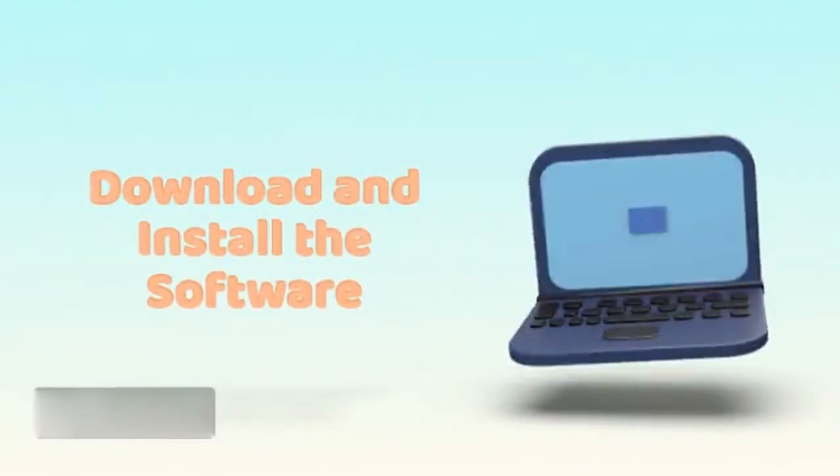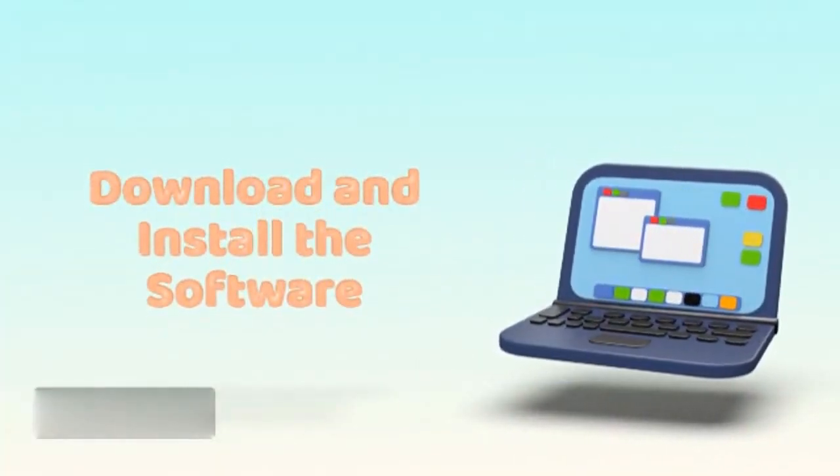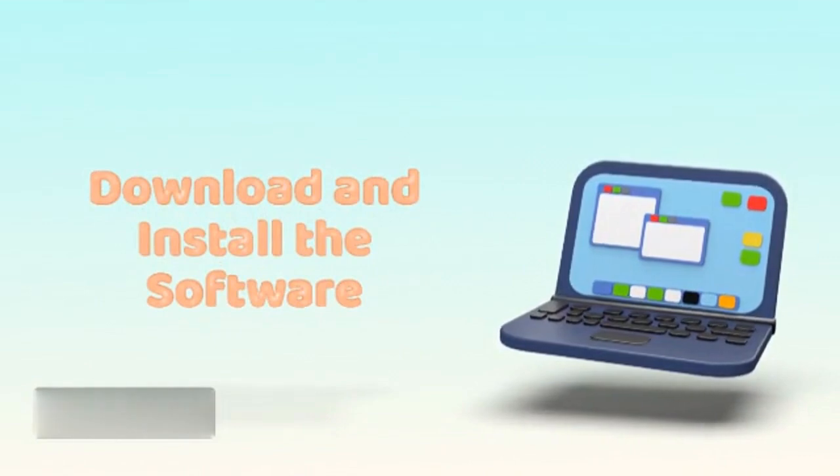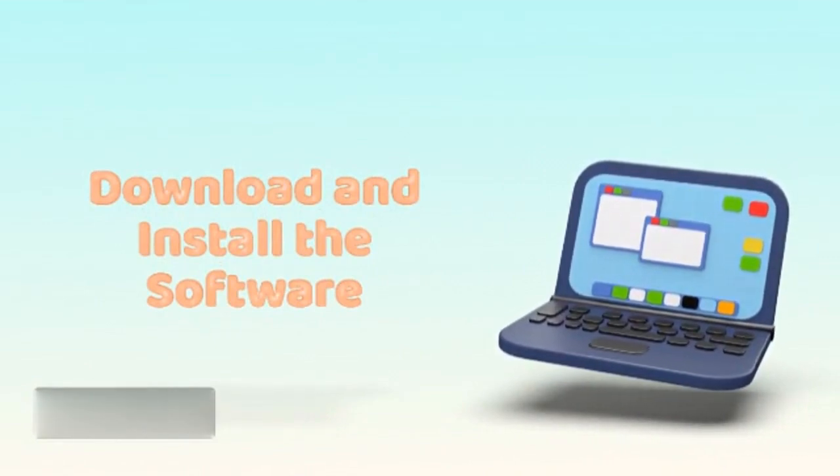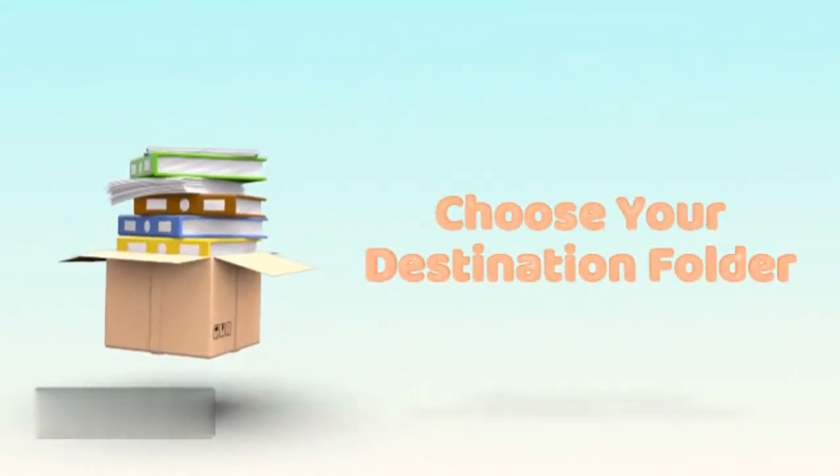First, you need to download and install the software. You can find it on the Softaken website. Once installed, you'll open the program and see a simple interface. Next, you'll also need to choose the destination folder where you want to save your VCF files.